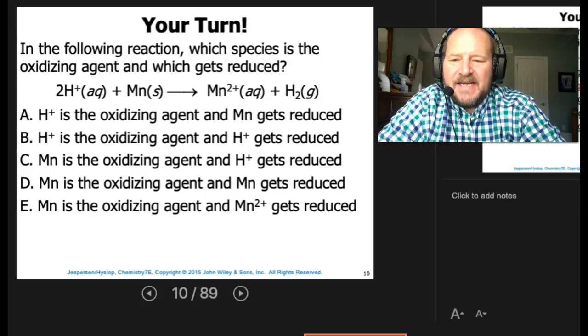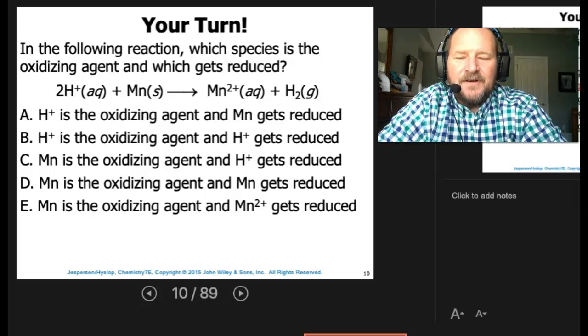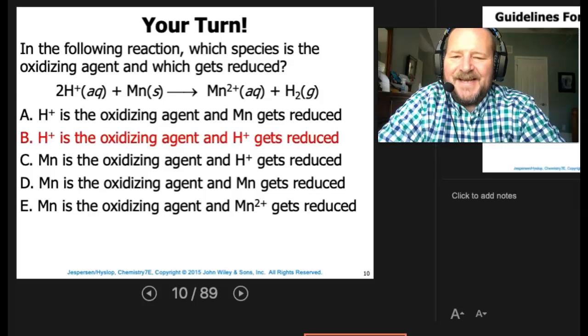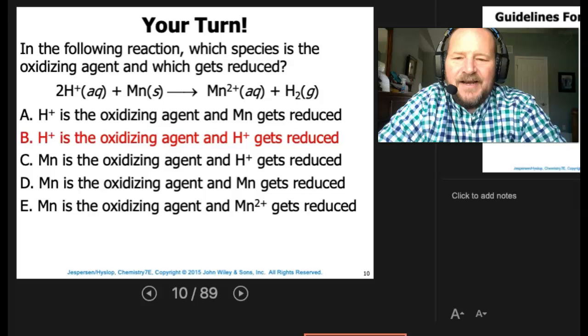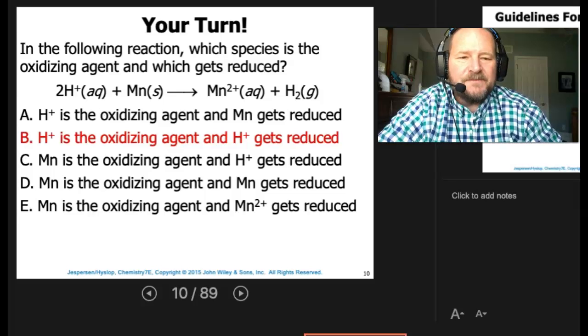So that means the manganese should be the oxidizing agent. Is that right? Or did I get it backwards? So which one's being reduced and which one is the oxidizing agent, or are they the same? All right, so hopefully you realize they are the same. So H plus is the oxidizing agent, and that is what is being reduced. Okay, so don't get confused by those terms. We might have to go through that a few times.